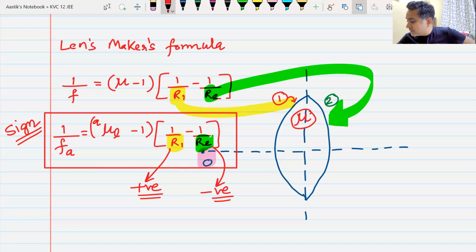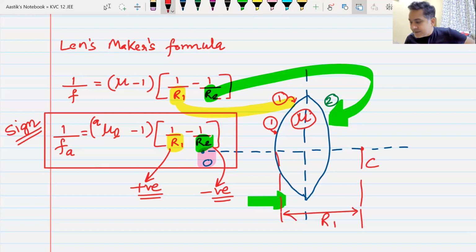R1, this is the first surface. The direction of the ray is from here. Its center of curvature is somewhere here. How is R1 negative? You can think anything, but there must be a reason behind it, right? This is R1. How is it negative? Tell me. It is in the direction of the ray. How is it negative? Tell me.